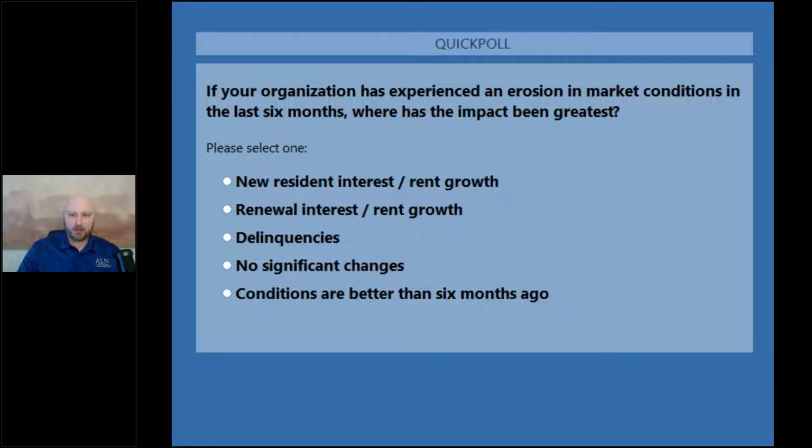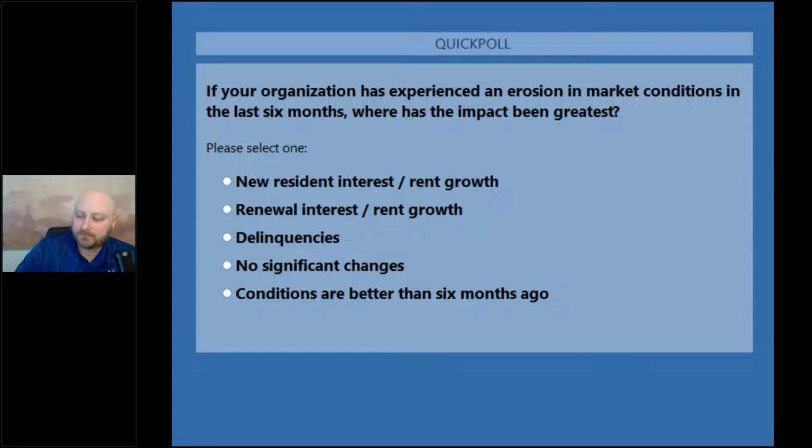Sure. So the quick poll is, if your organization has experienced an erosion in market conditions in the last 6 months, where has the impact been greatest? The options are: new resident interest and rent growth; renewal interest and rent growth; delinquencies; no significant changes; and conditions are better than 6 months ago.